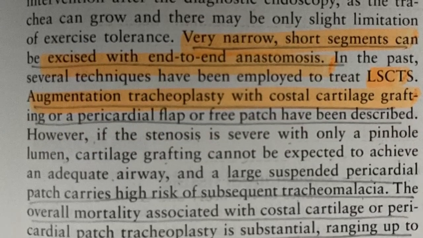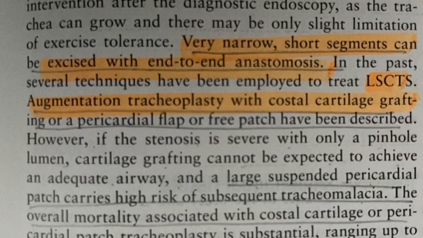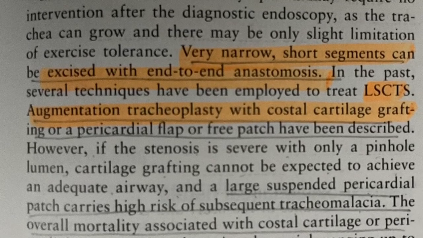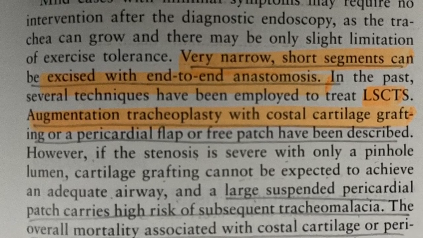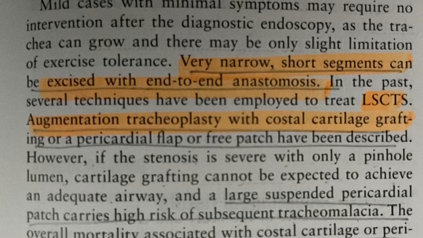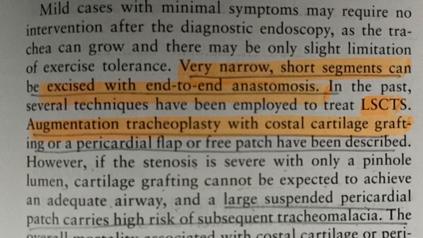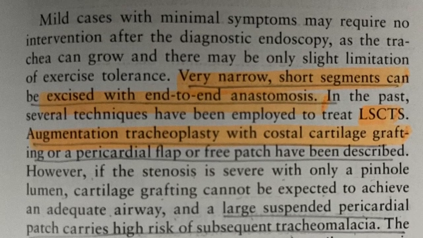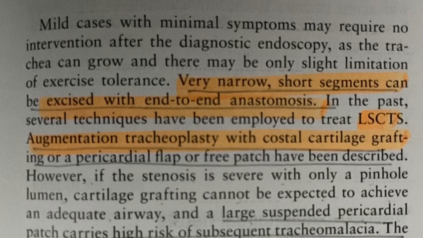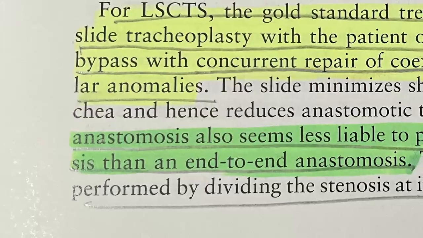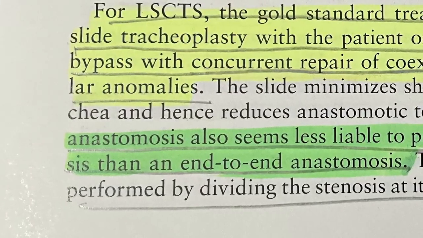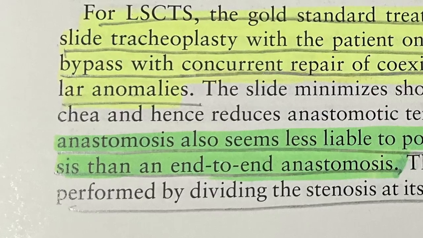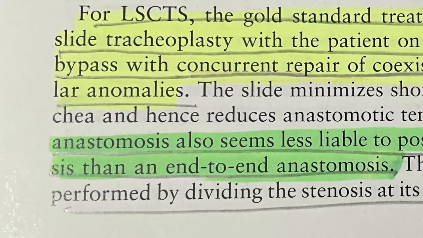Treatment planning. In mild cases, you require only observation, where the trachea can grow in adulthood and there will be no symptoms after growth. Second, in mild or short segment cases, you can do excision with end-to-end anastomosis, and for long segment, the gold standard treatment is slide tracheoplasty. During slide tracheoplasty, you can correct congenital cardiac anomalies also.